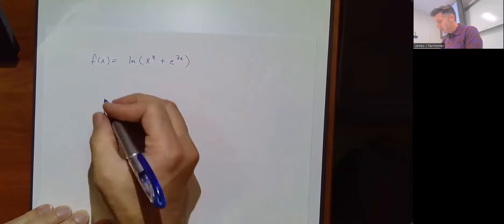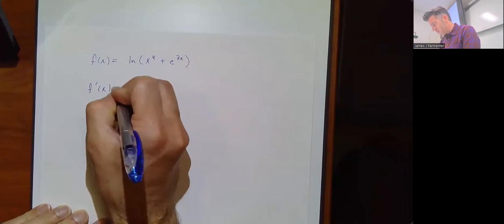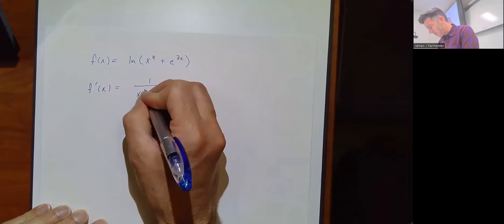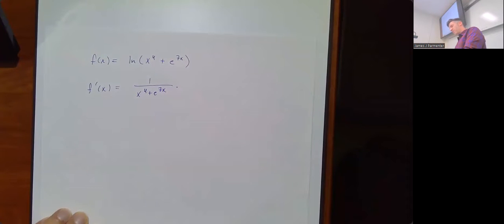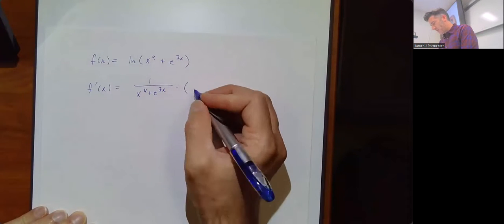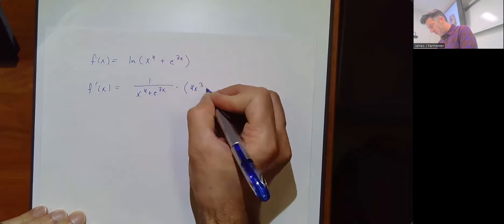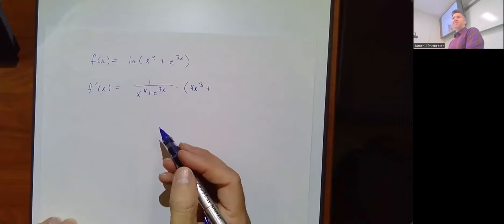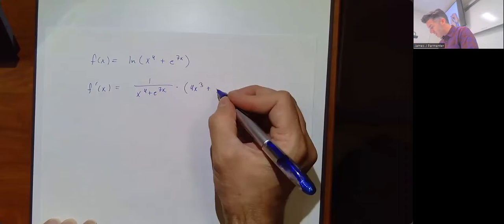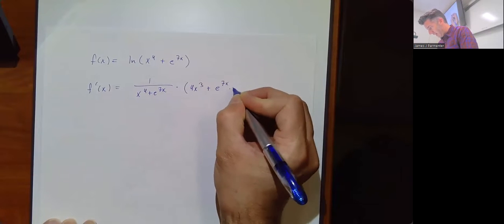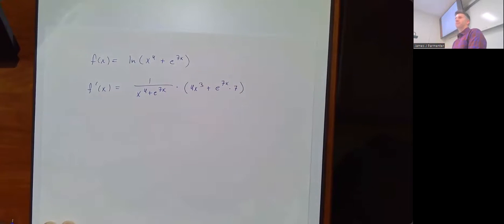Okay, so the derivative is going to be 1 over my stuff times the derivative of my stuff. So the derivative of my stuff, let's see, the derivative of x to the 4th is 4x cubed. And the derivative of e to the 7x, I'm going to have to use the chain rule. Right, the derivative of e to the stuff is e to the stuff times the derivative of that stuff.